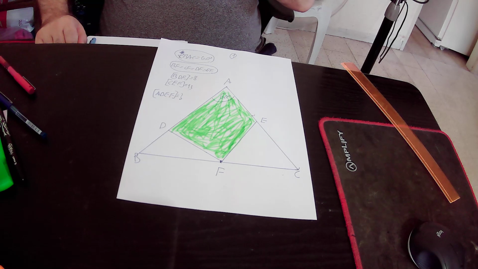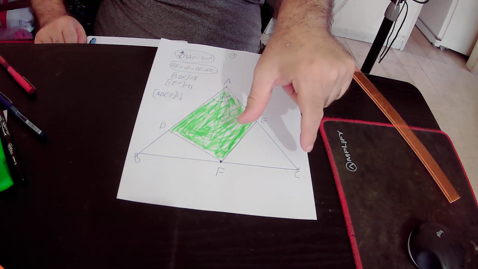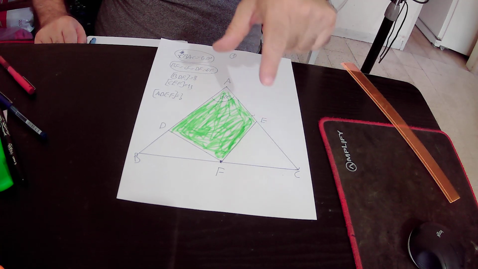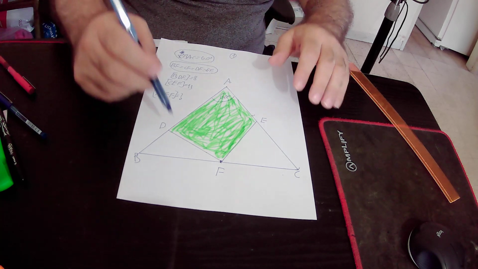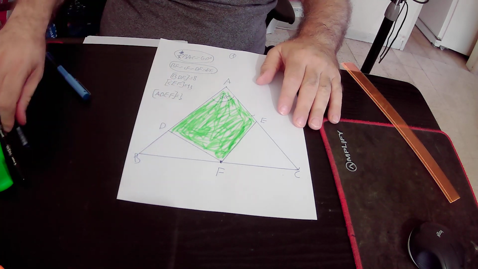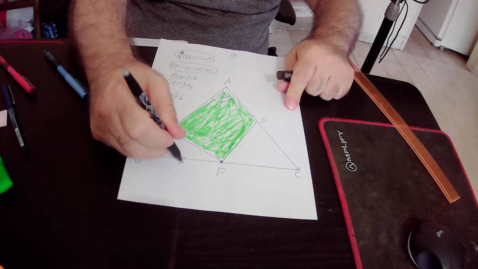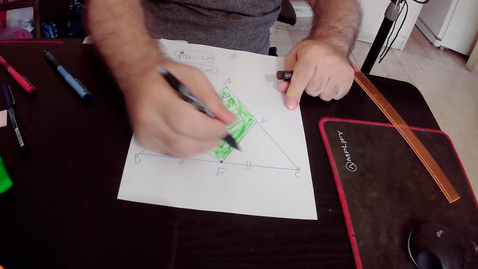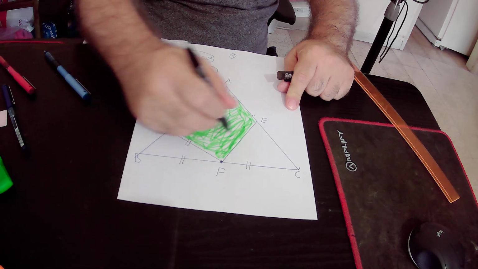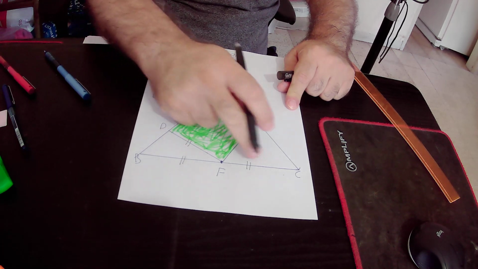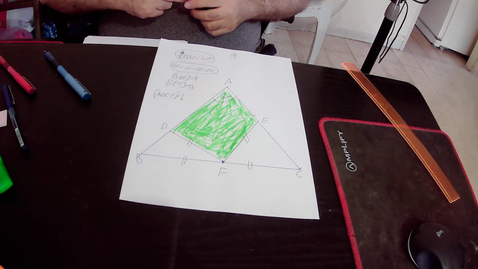We also know that BF equals CF equals DF equals EF. So those four line segments are equal to each other.